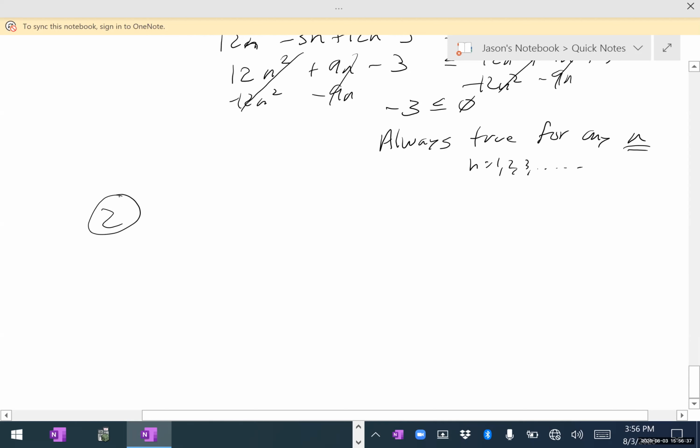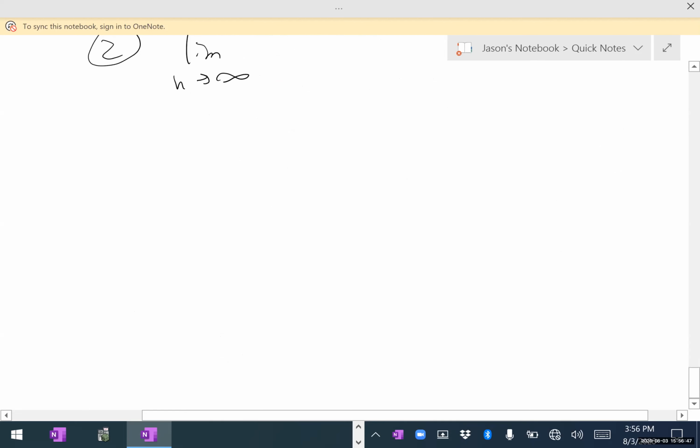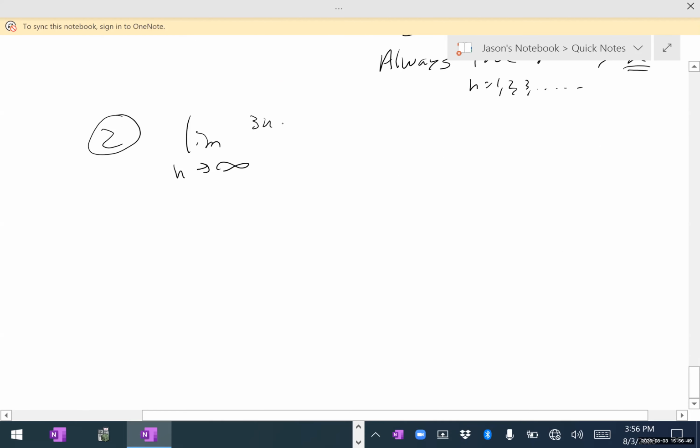Okay, number 2, let's try the next one. Is the limit as n goes to infinity of 3n over 4n minus 1 equal to 0? What happens here?